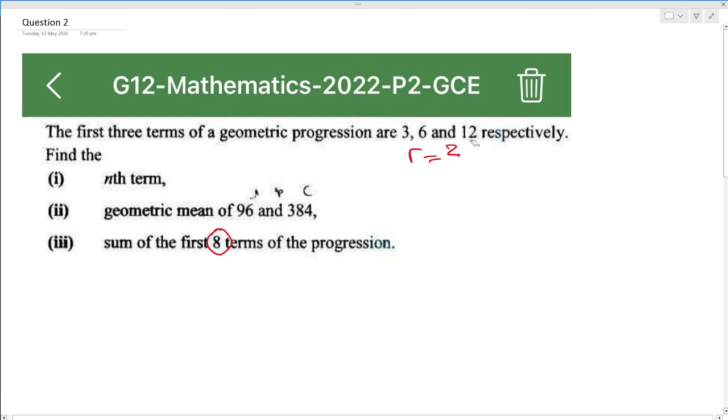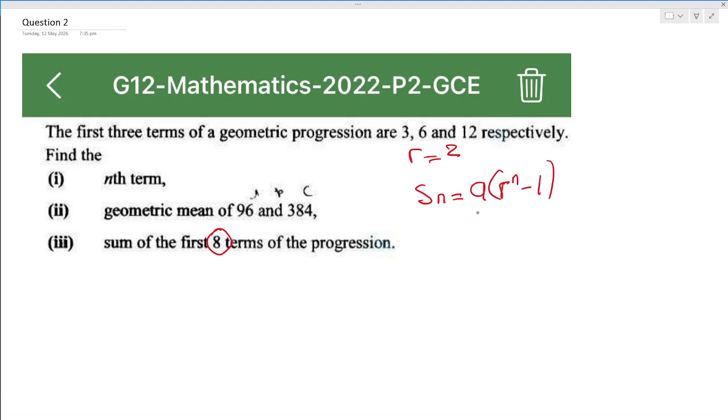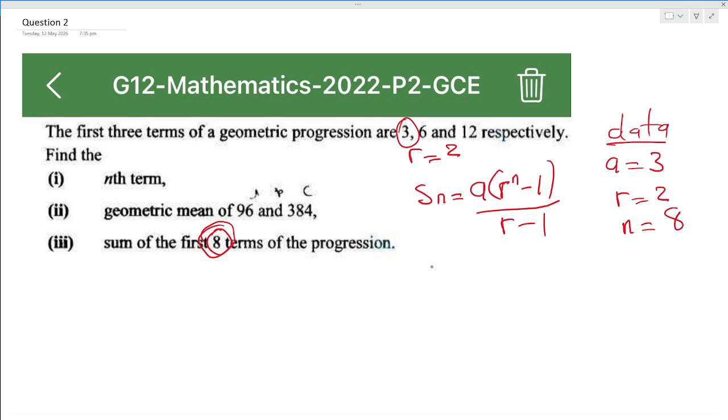So this 2 is greater than 1. Since it's greater than 1, we're going to use the same formula we used earlier, which is Sn equals A, open bracket, r to the power n minus 1, close bracket, over r minus 1. So we just need A, r, and n. Our A is the first term, which is 3. Our r, the common ratio we found, is 2. And our n, since we're asked to find the sum of the first 8 terms, becomes 8. Then we simply plug in and solve.